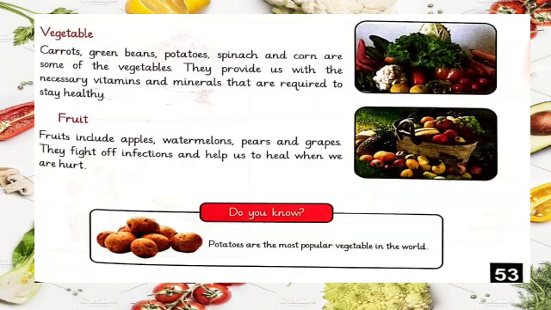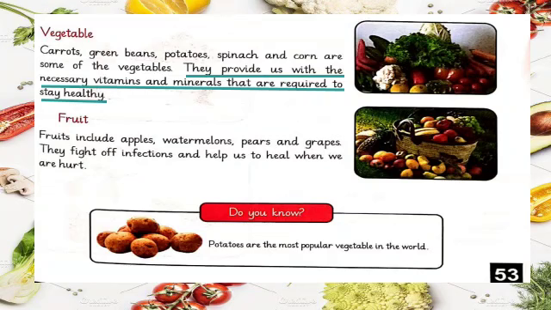Next up the vegetables group. Carrots, green beans, potatoes, spinach and corn are some of the vegetables. They provide us with the necessary vitamins and minerals that are required to stay healthy. Underline this line. Students, food from this group are rich in vitamins, minerals and fiber.